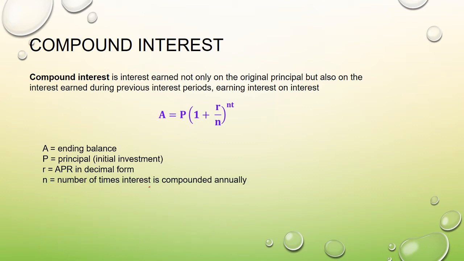So it's going to give it to you in percentage, just converted to decimal. N is the number of times interest is compounded annually. So if it says it's compounded annually, N would be 1 because it means 1 a year. If it's monthly, that means 12 would be your N. So keep that in mind. T is the number of years. So how many years is it in the account for?